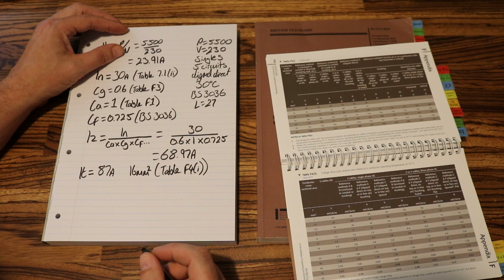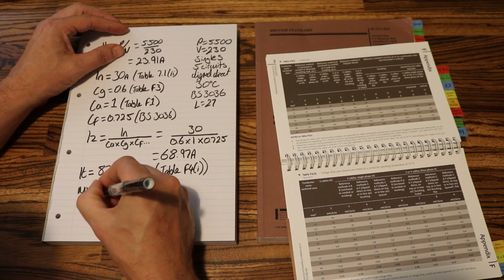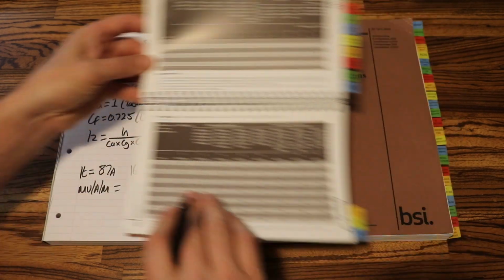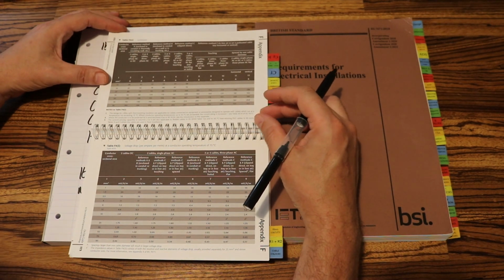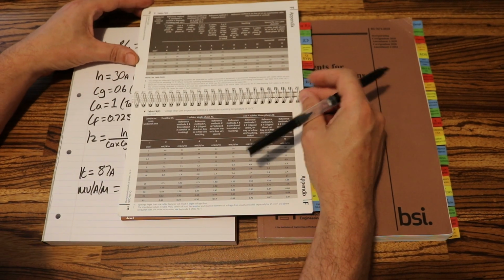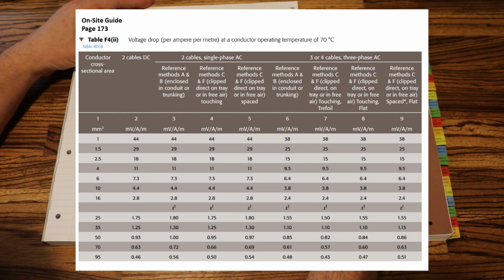Now we need our MVAM. So let's go back to our IT table. Below the IT table, we now have our MVAM table, which is on page 173. So we find our same reference method.